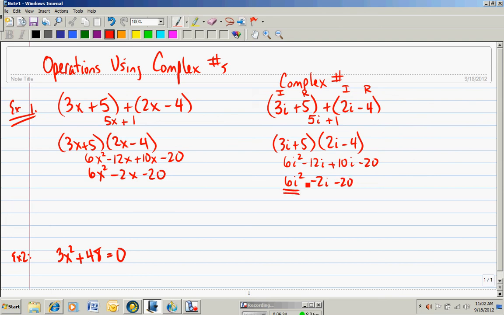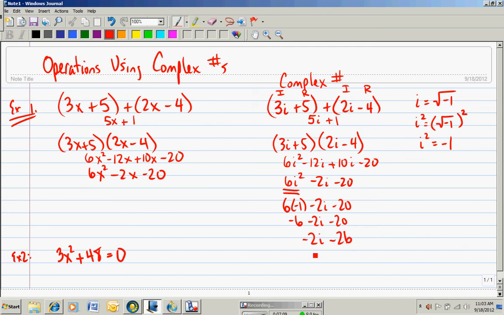And I can actually simplify the term I've underlined, 6i squared. Well, if you know that i is the square root of negative 1, then i squared must mean the square root of negative 1, squared. And if we square the square root, we get the fact that i squared is actually just negative 1. So this is really 6 times negative 1 minus 2i minus 20. 6 times negative 1 is negative 6, minus 2i, minus 20. And now we have a total of negative 2i minus 26.